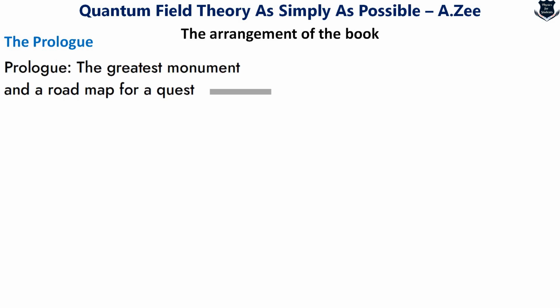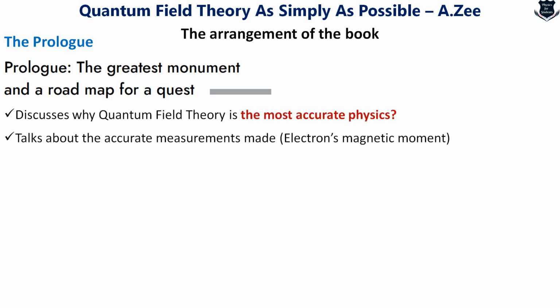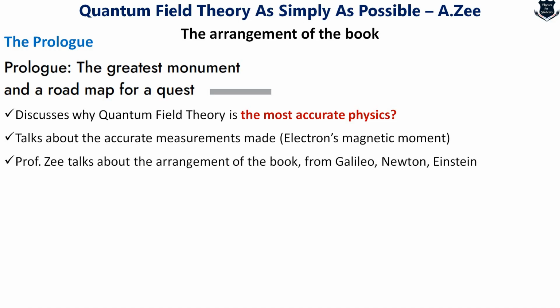Now we move to the prologue part, and this is the way he has arranged the book. The first portion is the prologue. In the prologue, he mentions the greatest monument and a roadmap for the quest. Remember, this is just a guideline. In the prologue, he talks about how the book will flow in future. So first of all, he describes why quantum field theory is the most accurate. He gives exact measurements of the electron's magnetic moment.